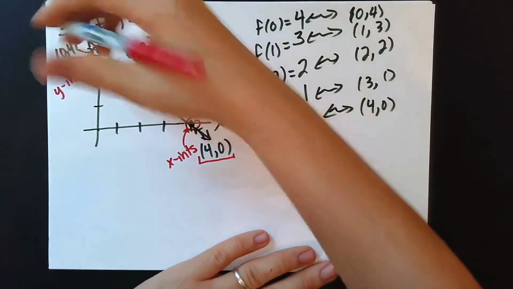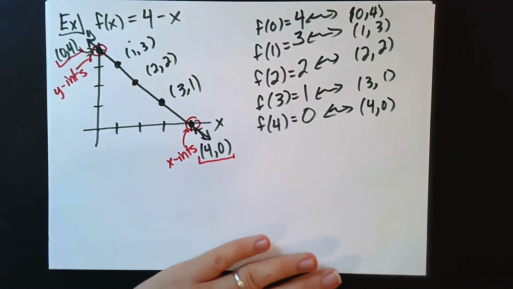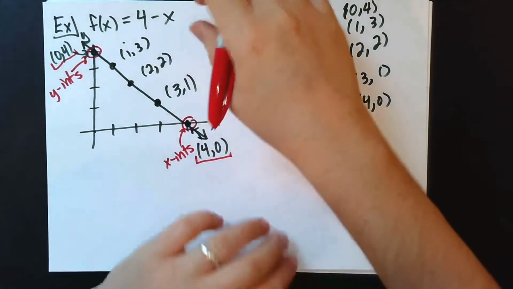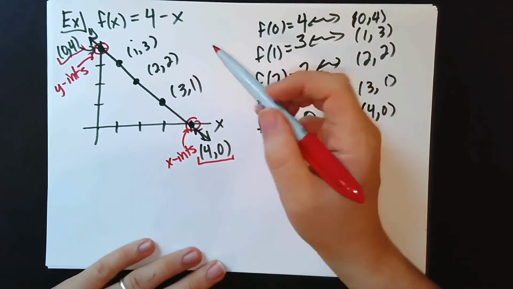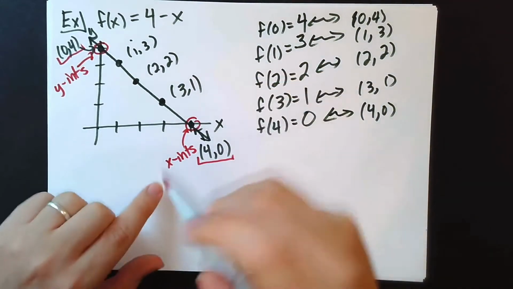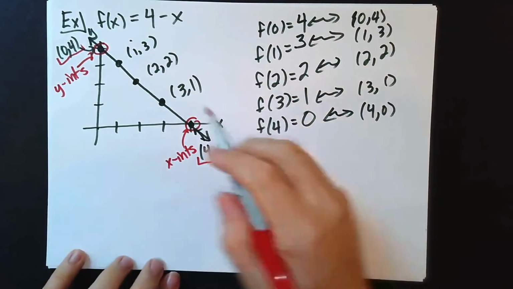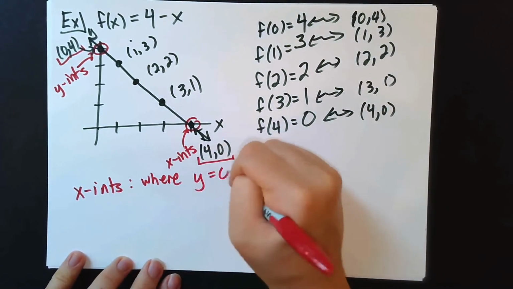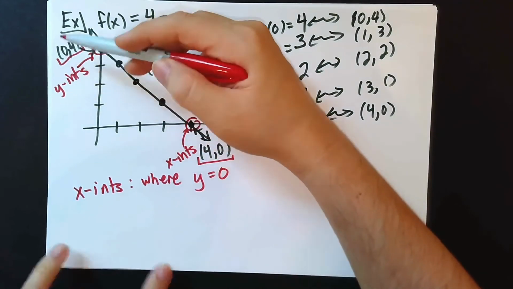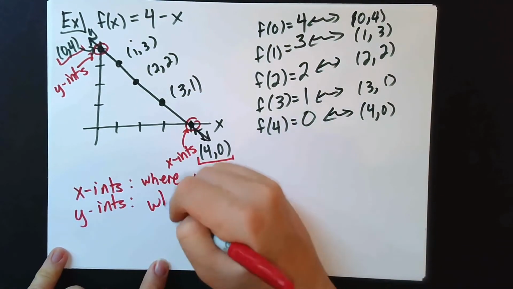So that's the X-intercept. That's the Y-intercept. And I want to highlight for you that there is immediately a source of confusion here, because the X-intercepts are the points where y is 0, not where x is 0. Likewise, the Y-intercepts are where x is 0.